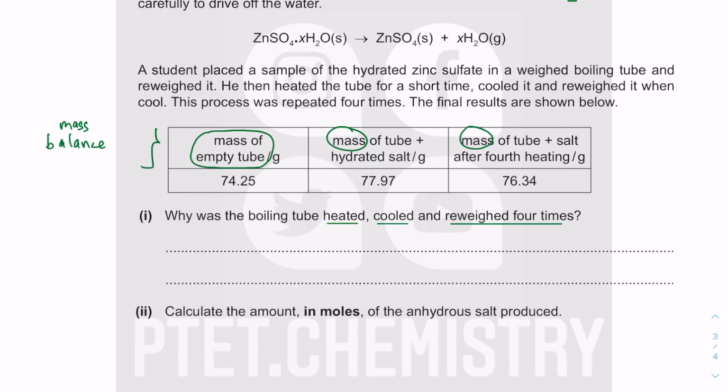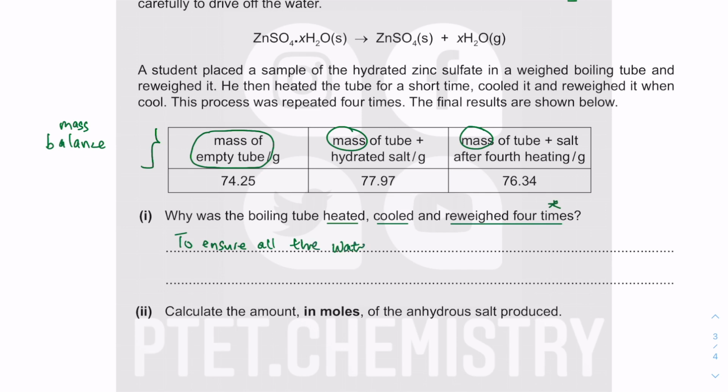You want to reweigh 4 times because you want to heat it to a constant mass. If this is what you started with, the hydrated salt with the tube, then the anhydrous salt with the tube after the 4th heating shows there are no more changes. If there are no more changes, there is no more water being driven off. So this must be just the anhydrous zinc sulfate plus the mass of the empty tube. The whole idea of heating, cooling, reweighing, and repeating 4 times is to ensure that all the water of crystallization has been driven off.